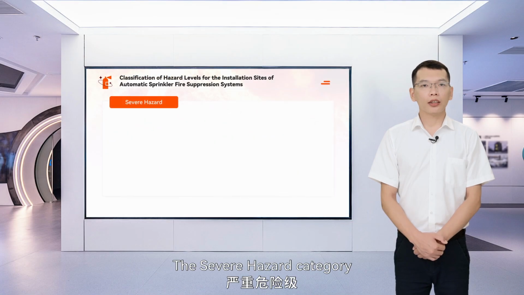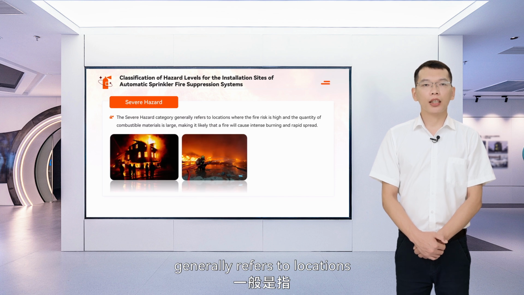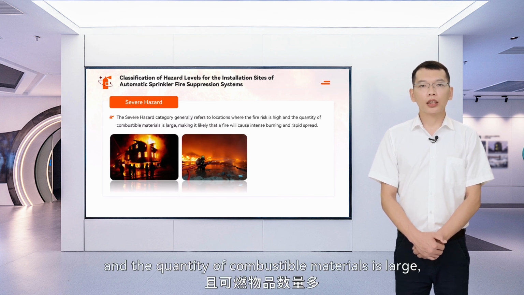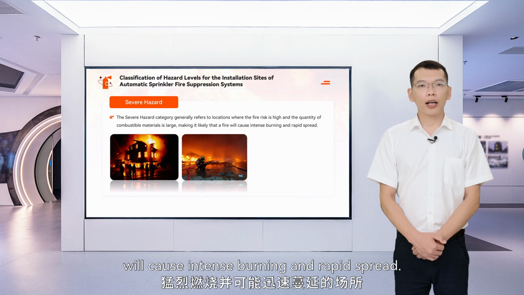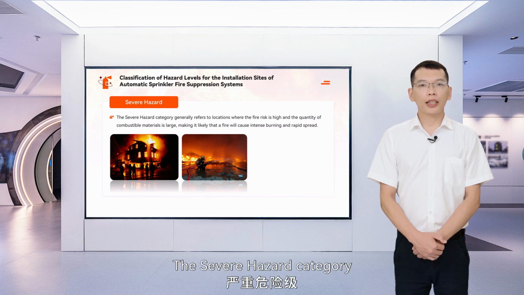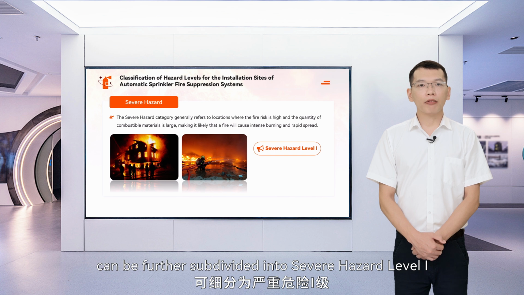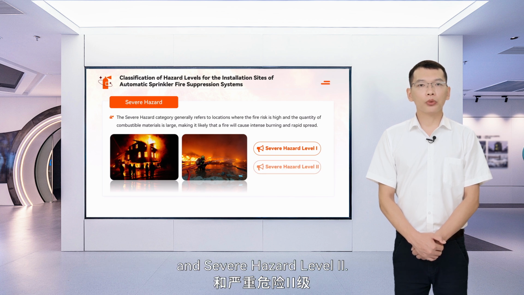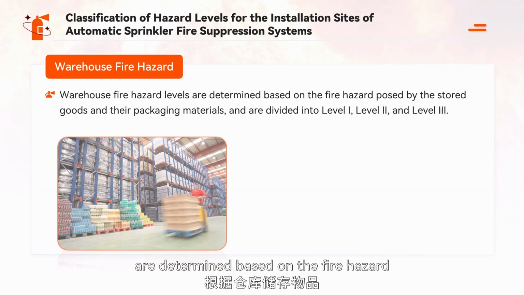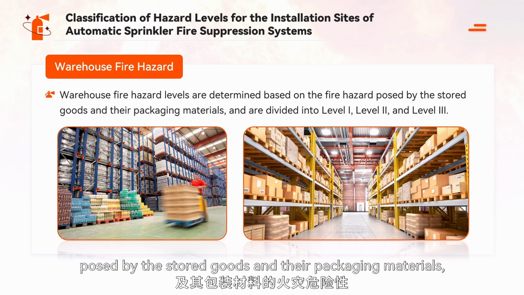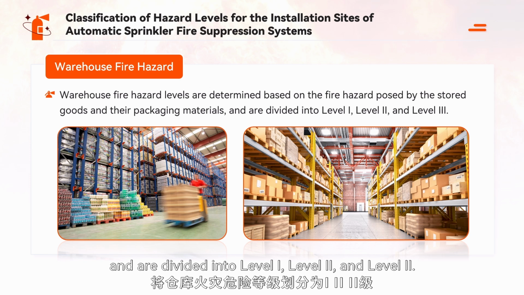The severe hazard category generally refers to locations where the fire risk is high and the quantity of combustible materials is large, making it likely that a fire will cause intense burning and rapid spread. The severe hazard category can be further subdivided into severe hazard level 1 and severe hazard level 2. Warehouse fire hazard levels are determined based on the fire hazard posed by the stored goods and their packaging materials, and are divided into level 1, level 2, and level 3.